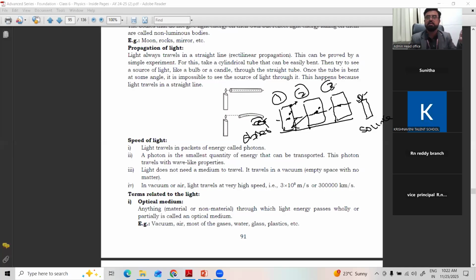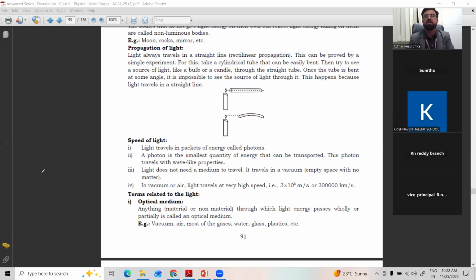Because light travels straight, it cannot bend from here like this and go through this. Because light always travels in a straight line. Such a property of light is called rectilinear propagation of light. What? Rectilinear propagation. That is straight line propagation. Clear? Okay. This is a very important point.